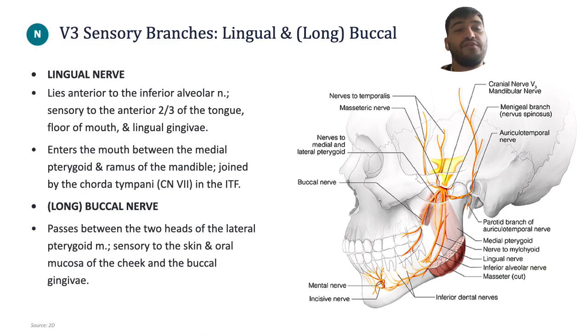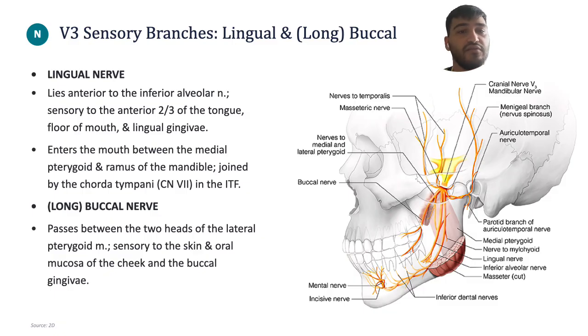And then we have V3 branches, lingual and long buccal. The lingual lies anterior to the inferior alveolar nerve, and it supplies sensory to the anterior 2/3 of the tongue, floor of the mouth, and lingual gingiva. It enters the mouth between the medial pterygoid and the ramus of the mandible, joined by chorda tympani from the facial nerve in the infratemporal fossa.